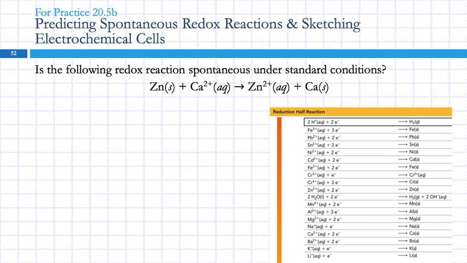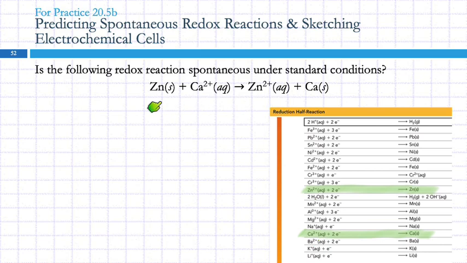Is the following reaction spontaneous under standard conditions? Well, we've got zinc and zinc 2+. And we've got calcium 2+ and calcium. Well, I thought of something that makes sense to me. This guy's on top. Somebody has to switch, go backwards. This guy's on top, he doesn't have to switch. The guy underneath him has to go backwards. Now that makes sense to me. So spontaneous, this is going to be the oxidation, and that's going to be the reduction. This is going to go as written, this is going to go backwards.